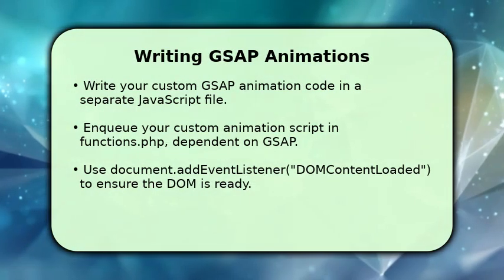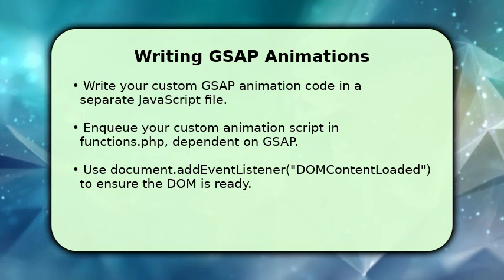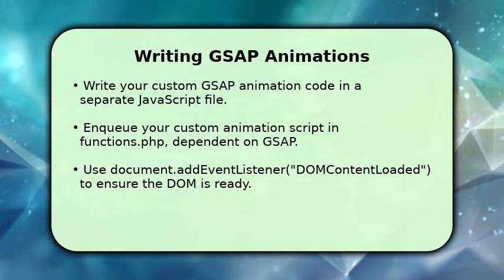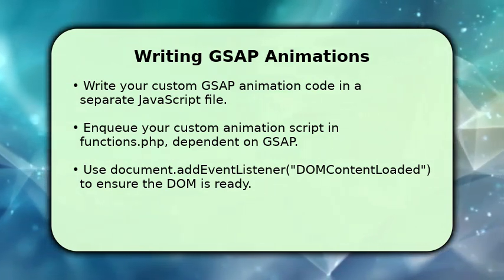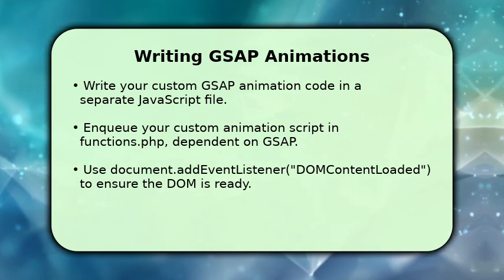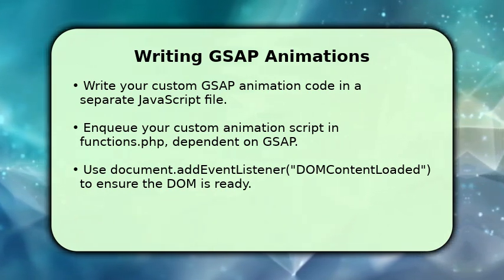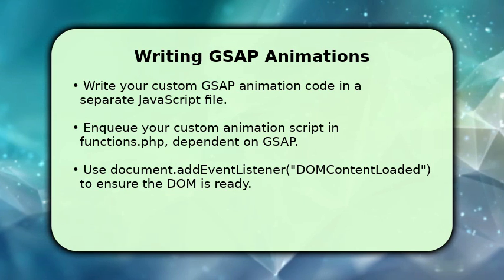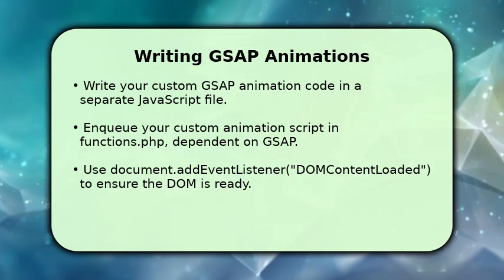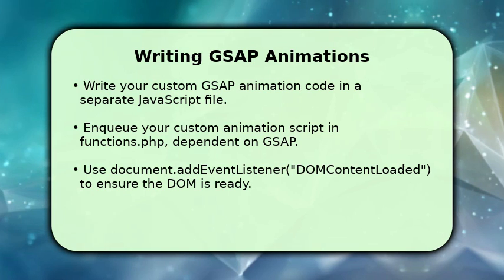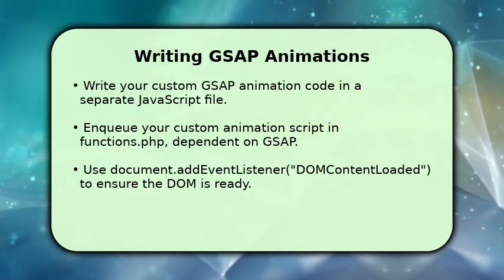Once GSAP is properly enqueued, you're ready to craft your animations. It's best practice to write your custom GSAP code in a separate JavaScript file, for example, app.js. This file should then be enqueued in your functions.php, making sure it loads after the core GSAP library by declaring GSAP as a dependency.